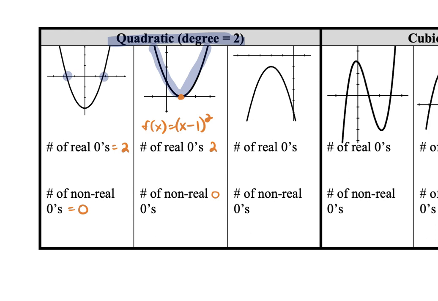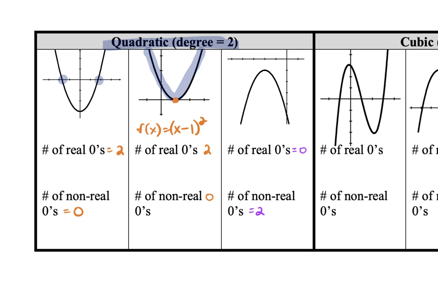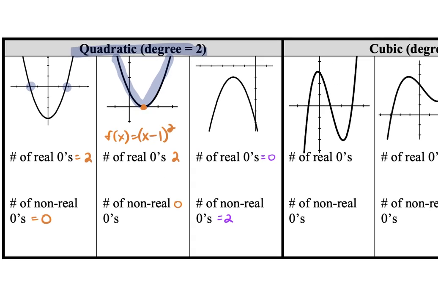Yes? Okay, go to the next one. How many real roots are there? 0, which means how many non-real roots would have to be there? 2. Can you explain why? Because it doesn't cross through the x-axis, so there's no real roots. But my degree is still 2, so the other 2 have to be imaginary.